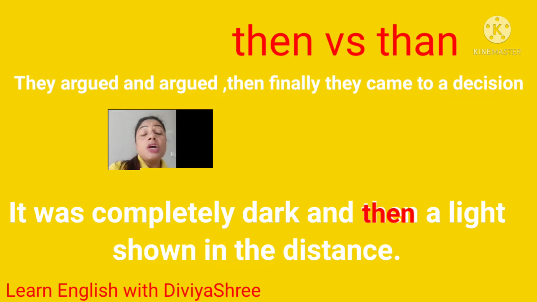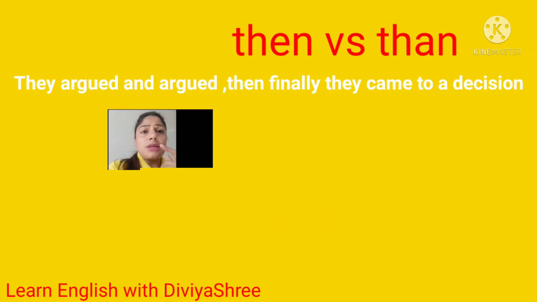So here, my first sentence, which I said, was "They argued and argued." Then finally, here you can see what "then" is doing: it is just linking the first sentence with what comes next. "They came to a decision."